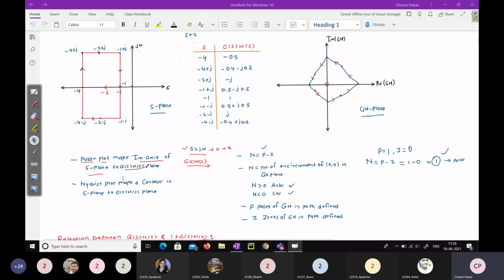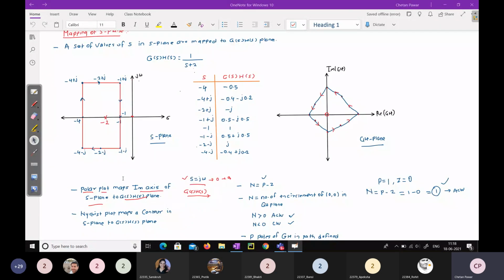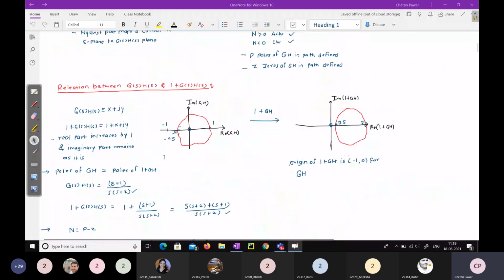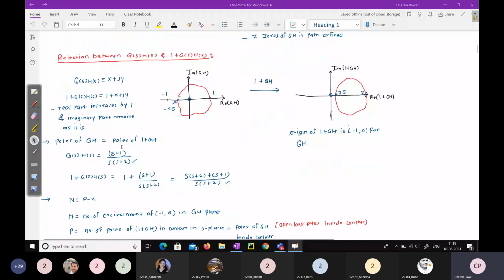Okay, so this is a basic concept behind the Nyquist plot. Let us see the relationship between the open loop transfer function and the characteristic equation 1 plus G(s)H(s). G(s)H(s) is the open loop transfer function, and 1 plus G(s)H(s) is like the addition of 1 into this open loop transfer function. So we need to find out the relation between these two.